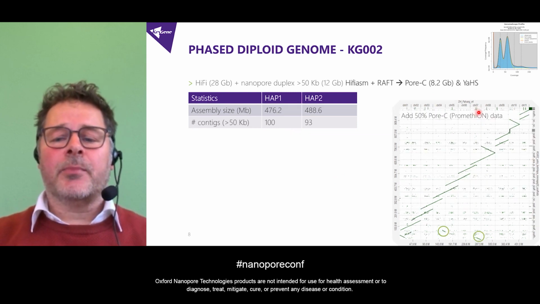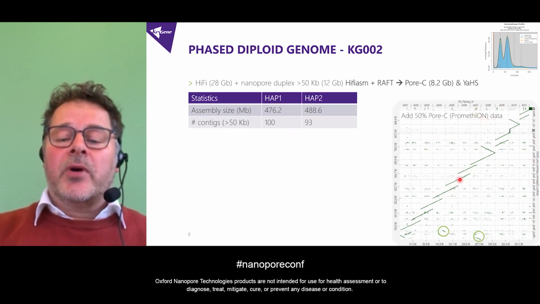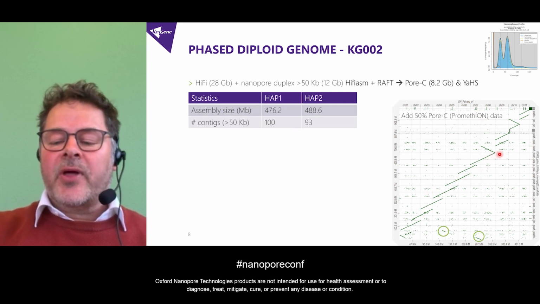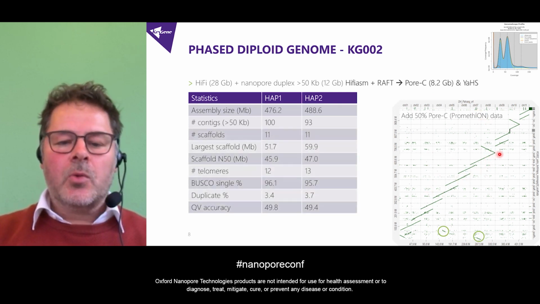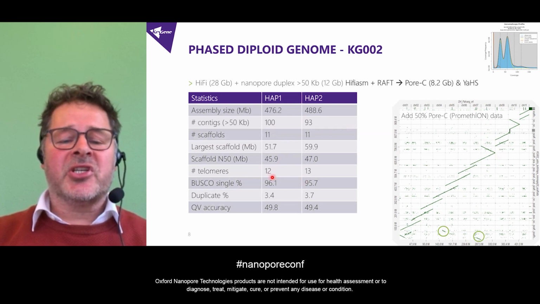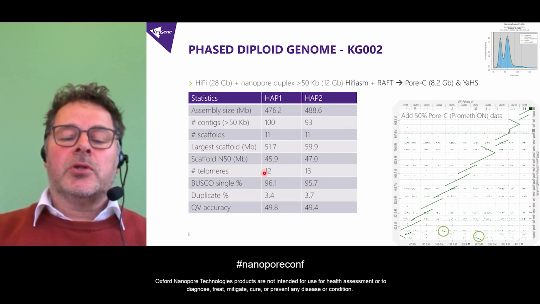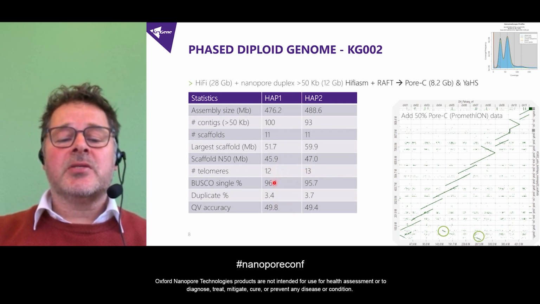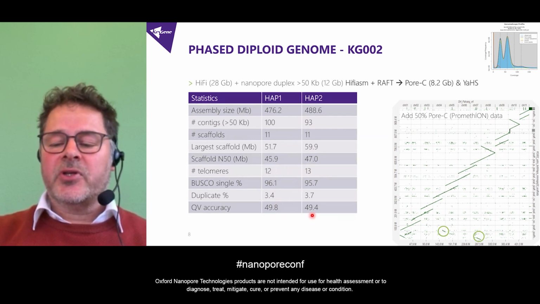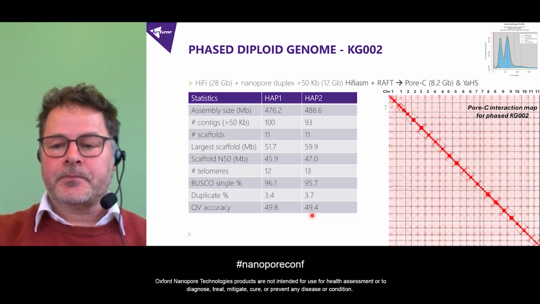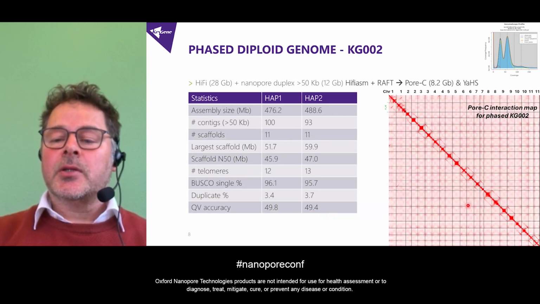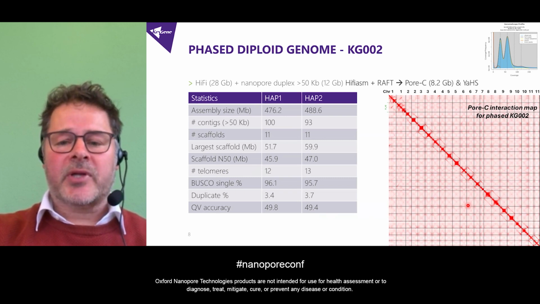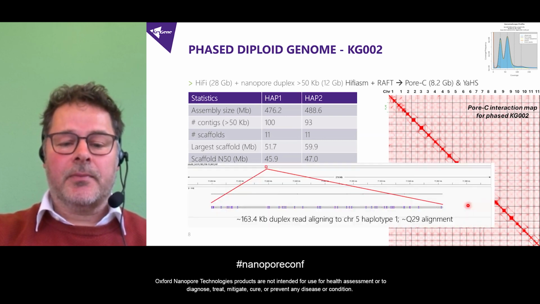Once we added the Pore-C data, we could already achieve chromosome scale assembly for both haplotypes, which is also shown here by the statistics. So we could determine telomere ends for about half of the chromosomes, and also the consensus accuracy of these assemblies was very high. Here on the right you see a Pore-C interaction map for this haplotype phased assembly.